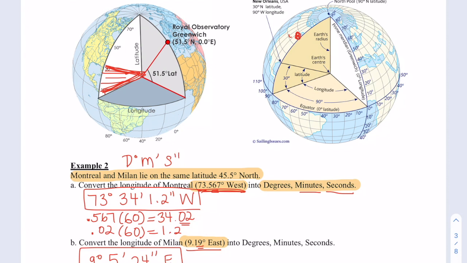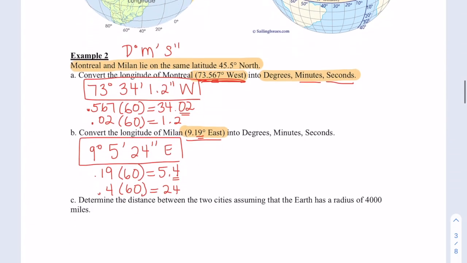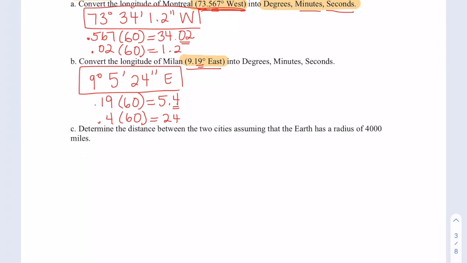You can't really see it very well, but this map's probably not the best, but we're saying it's on the same degree of latitude, which is 45 is about here. And these two cities, we're just finding the distance between those two cities. So what we really need to do is find that central angle. So if we find that central angle, we know that Montreal is 73.567 degrees west, and Milan is 9.19. So if we have these two angles here, right? So Montreal and Milan, we can find the central angle.